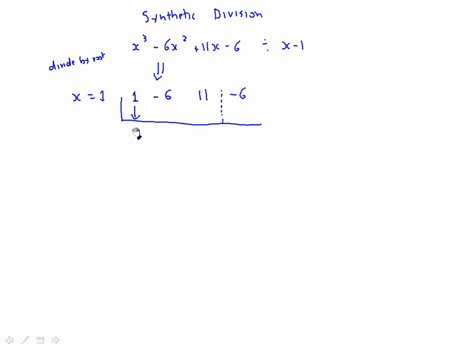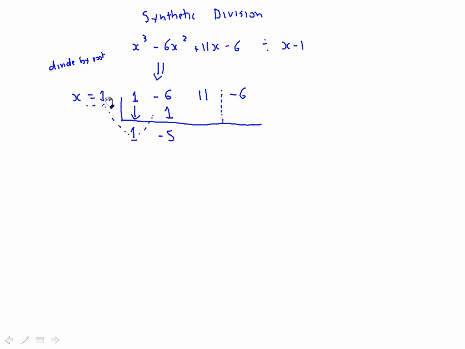Then we carry the 1 down, the number from the dividend, the leading term, and that gives us something to multiply by. So we take the divisor, the x equal 1, and we multiply that 1 by 1, and we put the product up there below the negative 6. So 1 times 1 is 1. And here's the payoff. We add. We don't have to subtract anymore. So negative 6 plus 1 is negative 5.